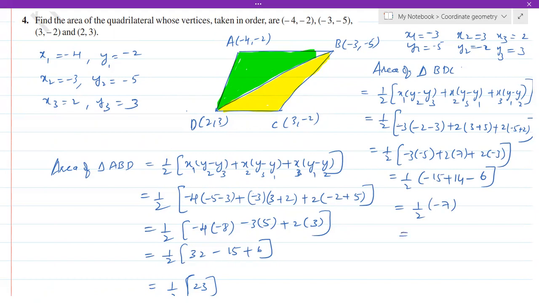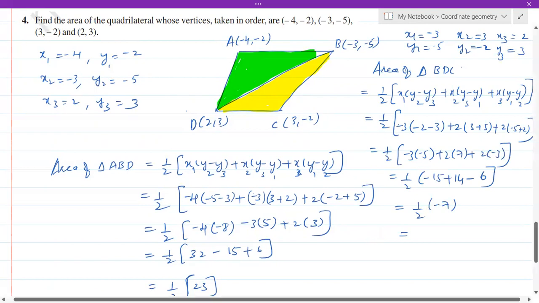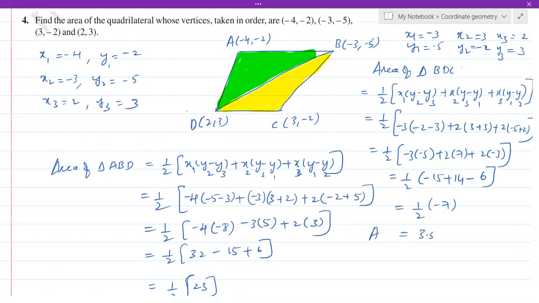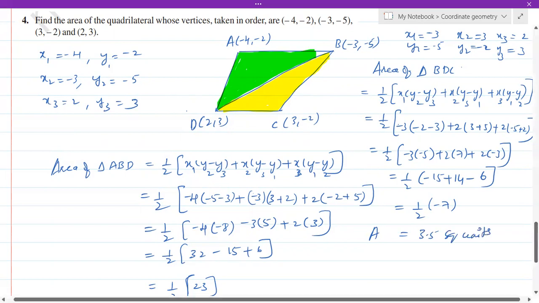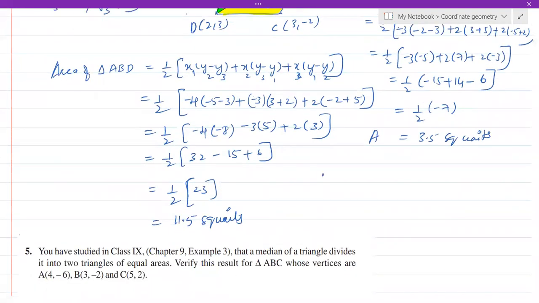Area is always considered to be positive, so let's take positive. That is mod A. Mod A in the sense we take only the positive, meaning the minus becomes plus. Okay, so area will become 7 by 2. 7 by 2 is 3.5 square units. We don't take the negative sign. So to find the total area of the quadrilateral, we have to just add it, isn't it? Therefore, area of quadrilateral will be 11.5 plus 3.5. That becomes 15 square units.